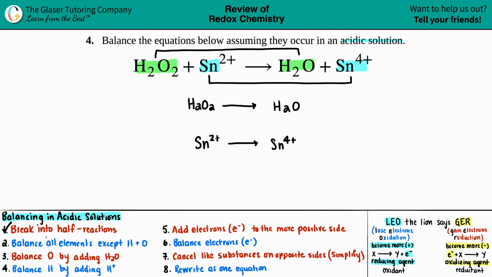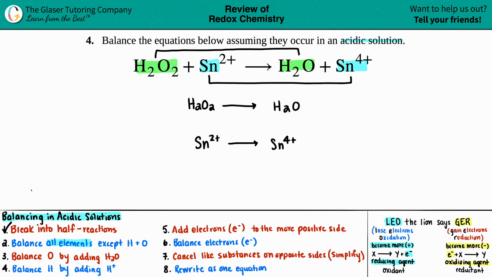The second thing is you want to balance all your elements. Balance all the elements except hydrogen and oxygen. Don't look at hydrogen and oxygen in this step. For example, for the first equation, you only have hydrogens and oxygens, so we're going to just skip that step for this half reaction. I'm just going to look down here. But these are balanced. I have 1 Sn and I have 1 Sn. So this step is basically skipped over.